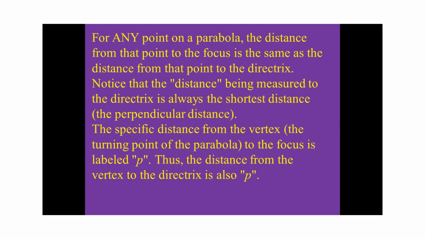For any point on a parabola, the distance from that point to the focus is the same as the distance from that point to the directrix. Notice that the distance being measured to the directrix is always the shortest distance, the perpendicular distance. The distance from the vertex, the turning point of the parabola, to the focus is labeled p. Thus, the distance from the vertex to the directrix is also p.